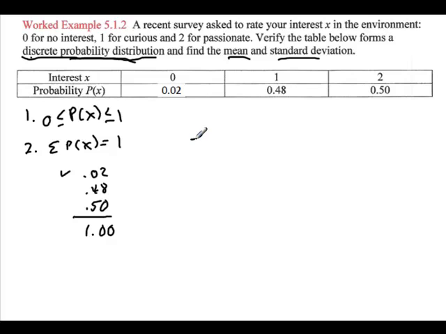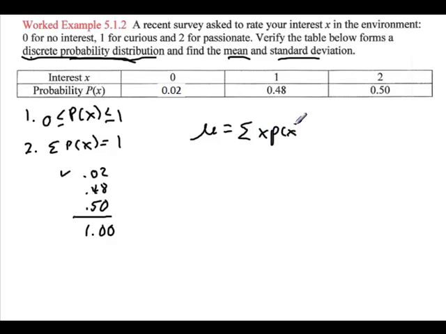The mean, mu, is a little bit different when we have probability distributions. See, all the outcomes here are not equally likely. The people that were passionate, for example, about the environment was 50%, which is different from the people that had no interest, which was 0.02. So we can't use the formula where we just add everything up and divide by 3. It does not work.